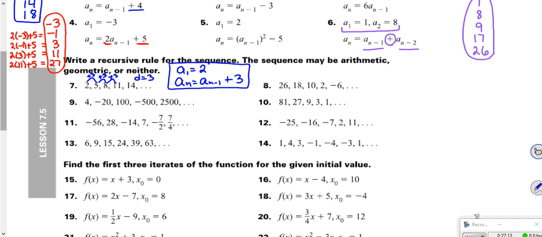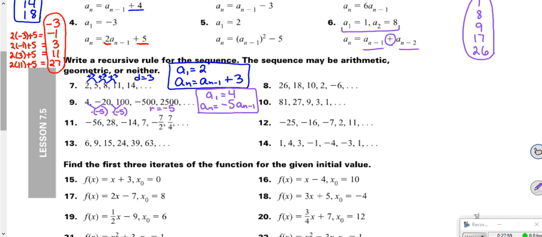Okay, number 9. Number 9 here, it looks like times 5. Actually not times 5, times negative 5. Do you all see that? So 4 times negative 5 is negative 20. Negative 20 times negative 5 is positive 100. So it looks like our r is negative 5. Again, got to have a starting point. That would be my a sub 1, which is 4. And then my recursive rule, a sub n is negative 5 times a sub n minus 1.